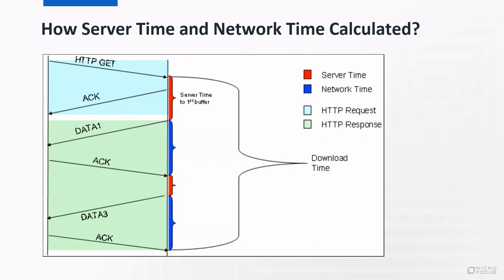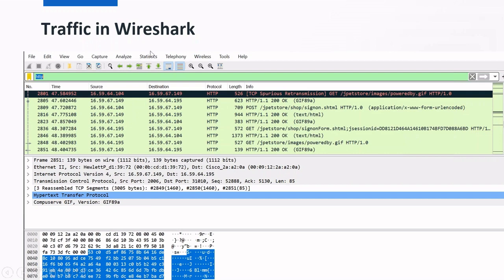Just keep all these concepts in mind, and we'll see in the reports how it works. The blue one is the HTTP request, the green one is the HTTP response, and everything together is called the download time. We'll see the traffic in Wireshark now.